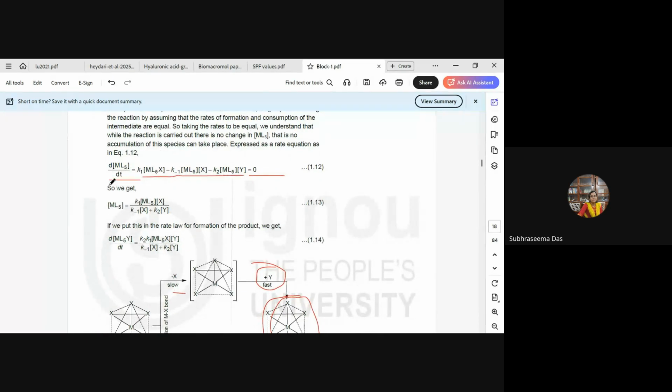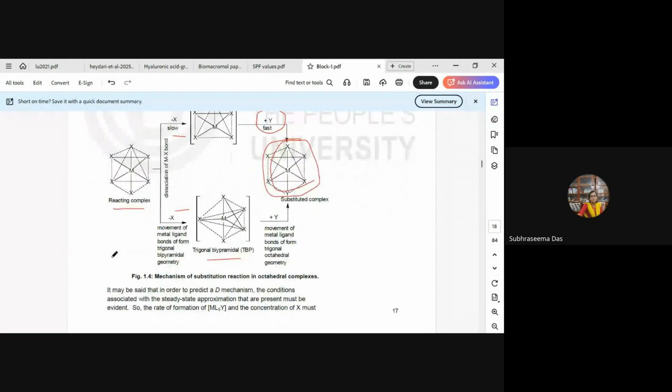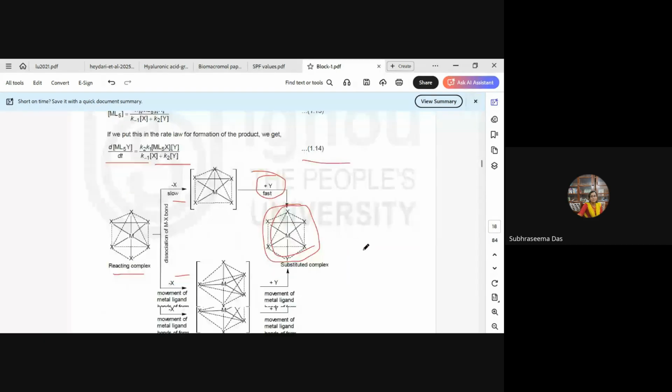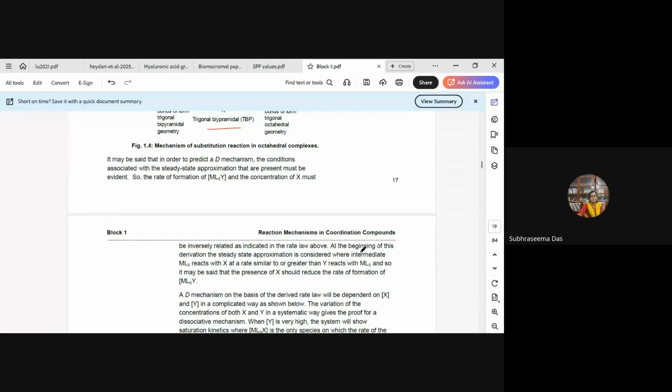So after we put all these values in, we find that the rate of formation of the product is given by this. This is the rate law that has been shown here. So this is how the steady state approximation can be used to predict the rate law for a complex reaction.